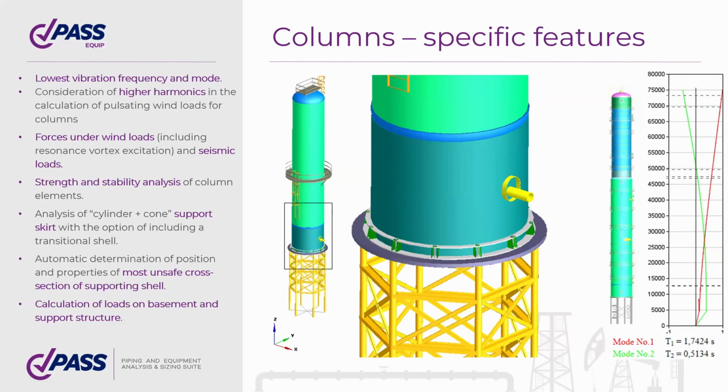Let's also look at some specific features for different types of equipment. For columns, we have calculation of vibration frequency, lowest vibration frequency mode, and also high harmonics. And of course, we take into account forces under wind loads and seismic loads, and stress and stability of different elements. And supports, of course, both support skirts with automatic calculation of the most unsafe cross-section of the supporting shell. And also we calculate loads on the basement and support structure. And with these loads, you can continue this calculation and calculate this basement or support structure in other special software.